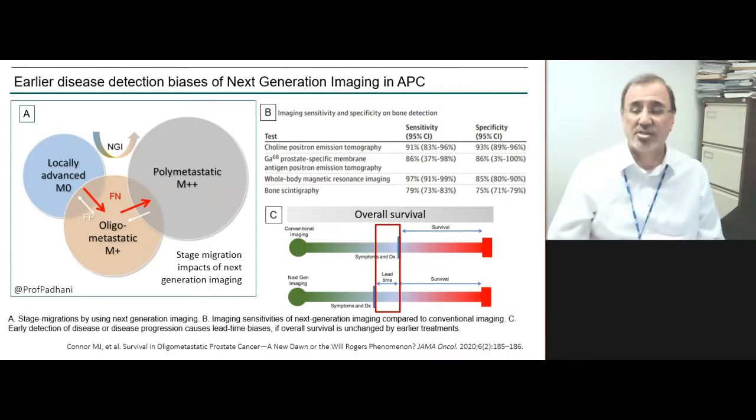And this ability to identify disease at an earlier stage because of increased detection sensitivity can lead to something called lead time bias. So here, for example, is conventional imaging. If this is the time that you detected a disease and this is the overall survival, if you use next generation imaging, of course you detect it earlier, improved detection sensitivity. If you use the same treatment and they live just as long, then this improvement in survival here is just lead time bias because the overall survival does not improve.